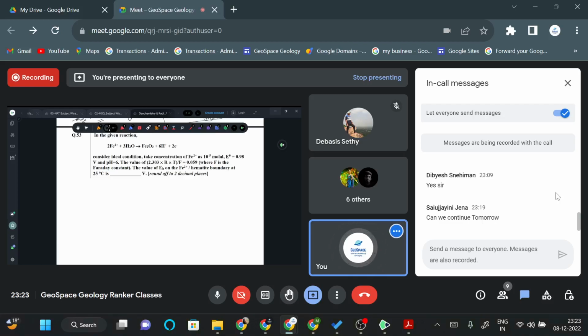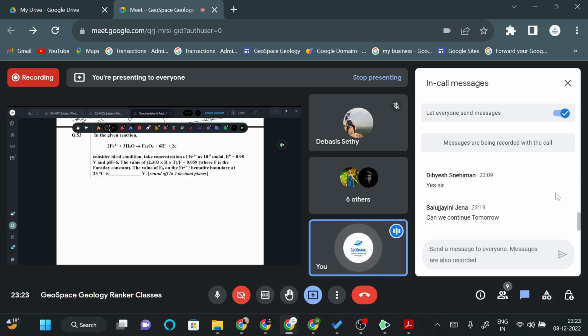It's not that big a task to score good marks in geochemistry. They ask a lot of numericals. As you can see on the screen right now, it is about the Faraday constant, Faraday's law, and the Nernst equation. This question is directly based on the Nernst equation.